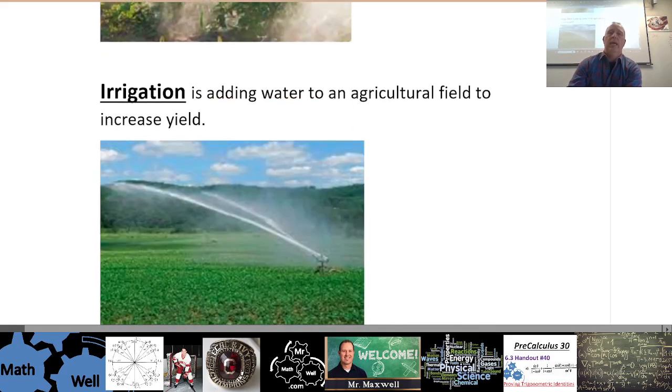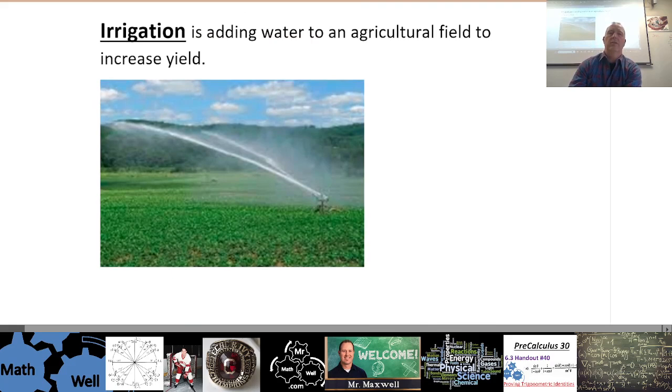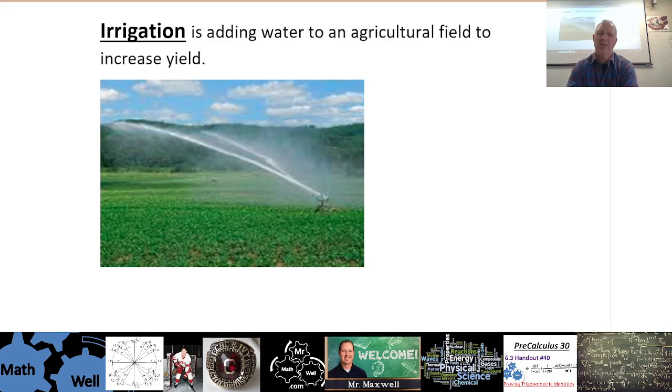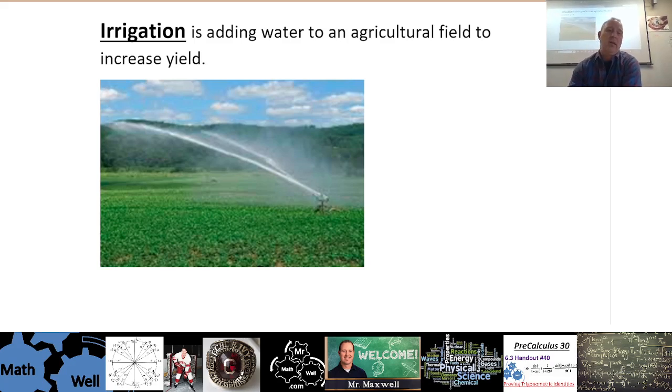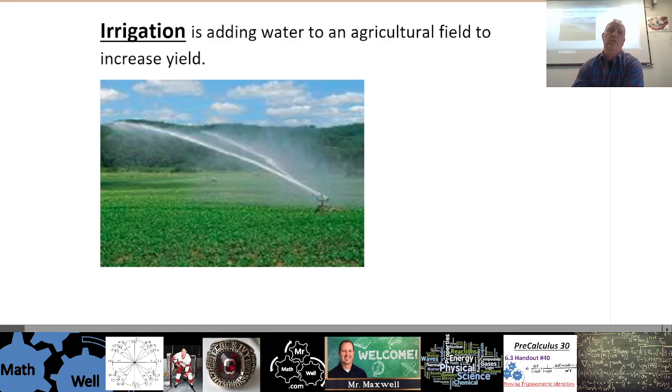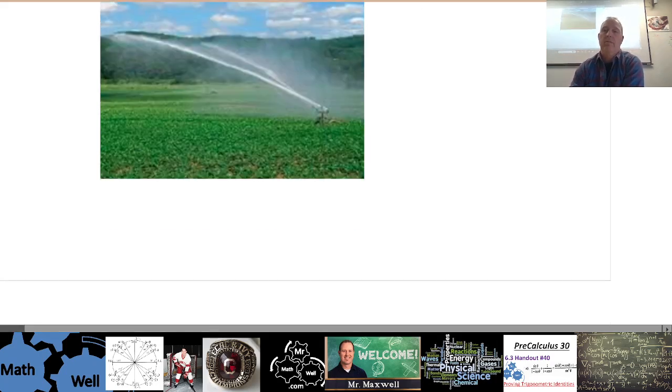Irrigation. All right, what about irrigation? Irrigation is adding water to an agricultural field to increase the yield. Obviously, plants need water in dry areas or in areas that are near rivers or lakes. Sometimes you can pump the water from the river to the nearby fields to really increase the yield. So, yeah, a lot of times that can be done. You're waiting for rain and things like that, but in some of the areas that are near water sources, irrigation is expensive, but can be really worth it.